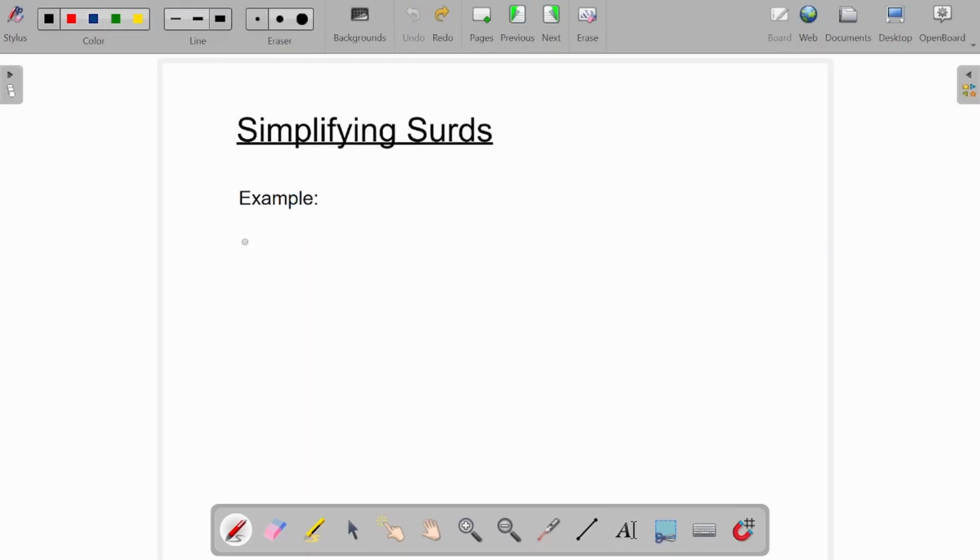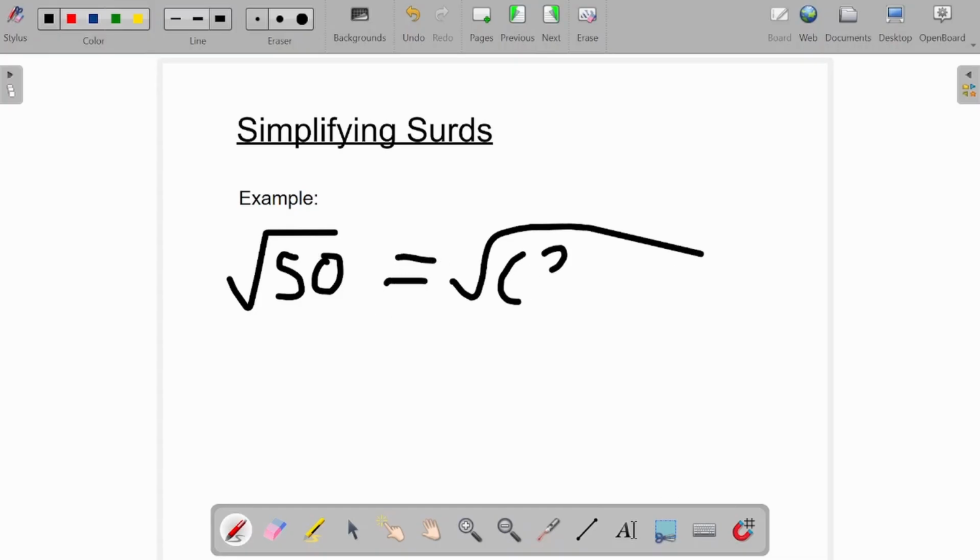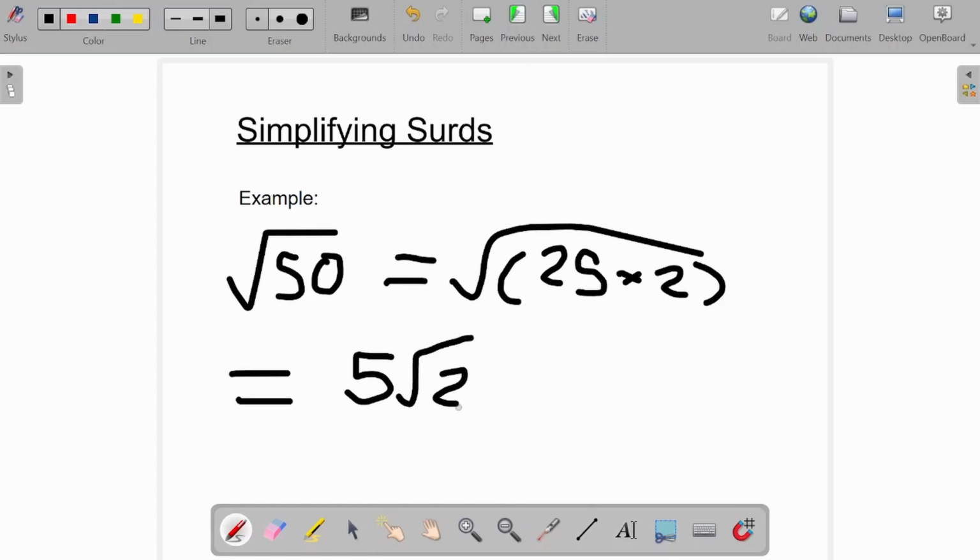Next, let's talk about simplifying surds. You can simplify a surd by breaking it down into its factors. Let's take root 50, for example. We can break root 50 down into 25 times 2. Since 25 is a perfect square because root 25 is 5, a whole number, root 50 simplifies down into 5 root 2. Remember, the goal is to find the largest perfect square that divides into the number under the square root.